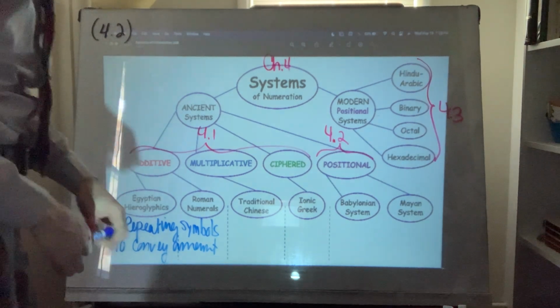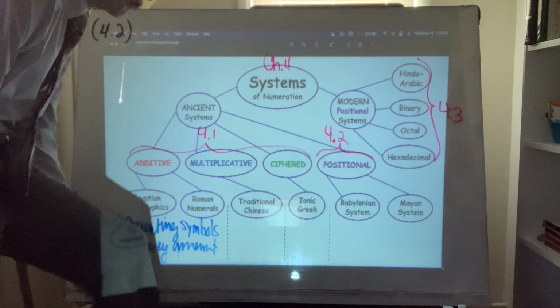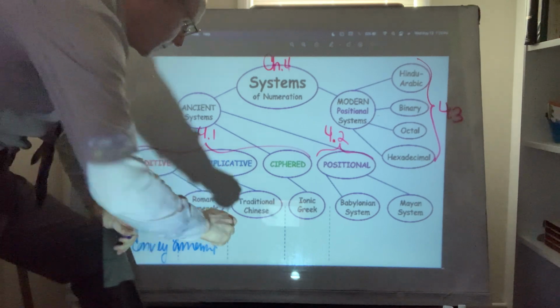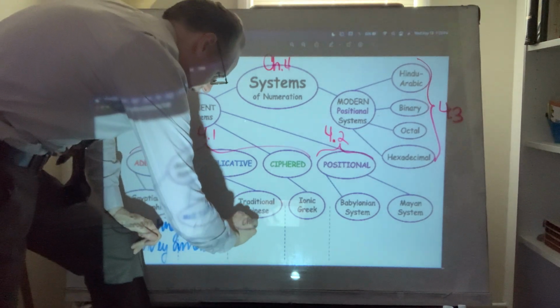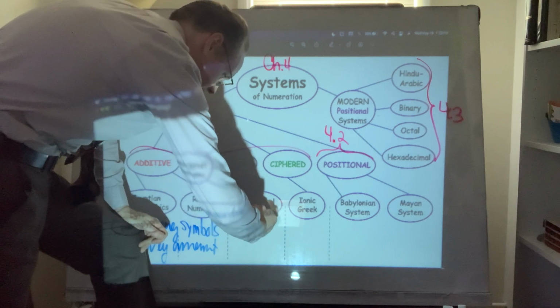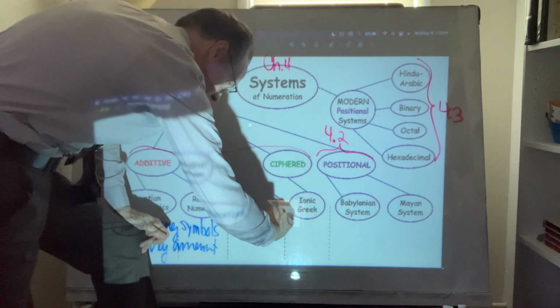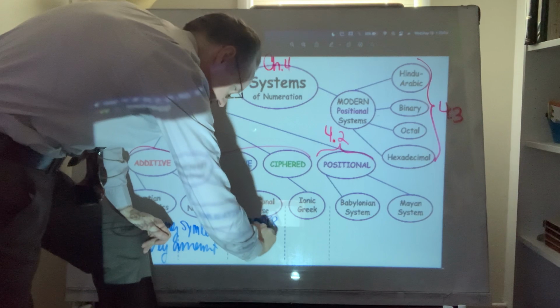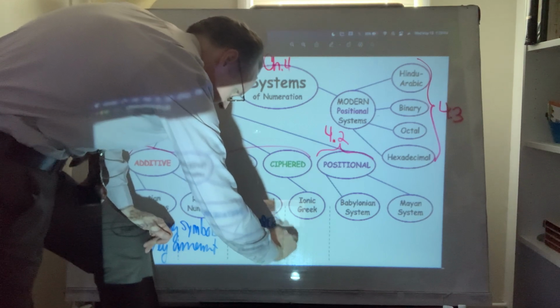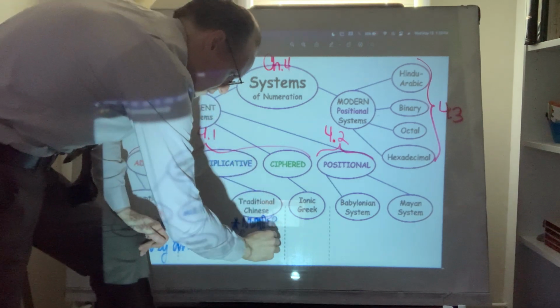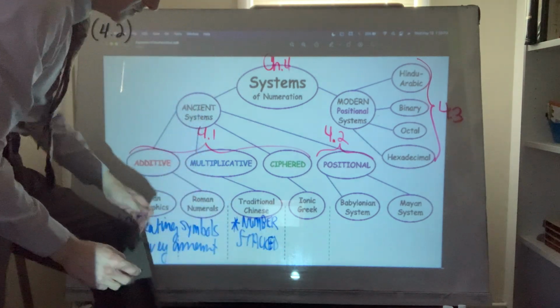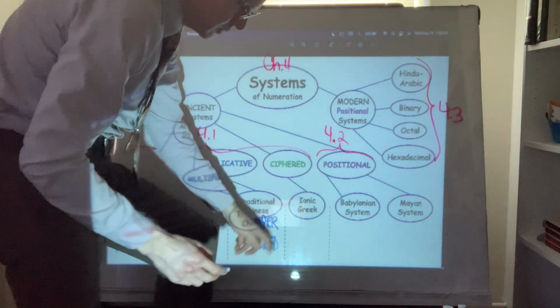Okay. The traditional Chinese system is the system we have to illustrate multiplicative. What's interesting about this is that you have the numbers written vertically, stacked, to give it some distinction. There's more to each of these, and I went into it yesterday, but just to review really quickly.